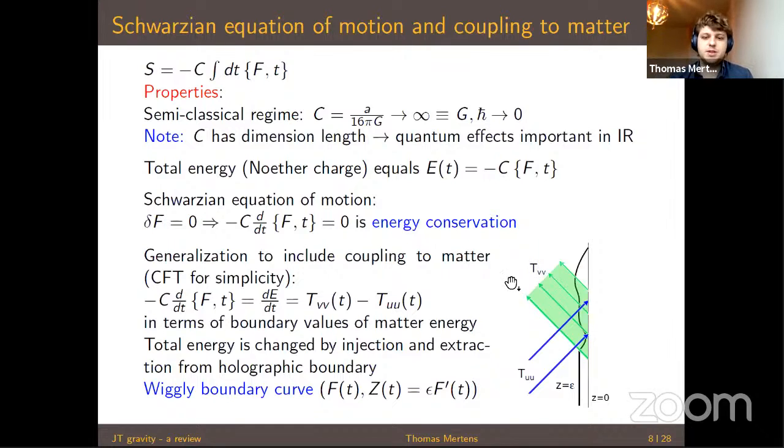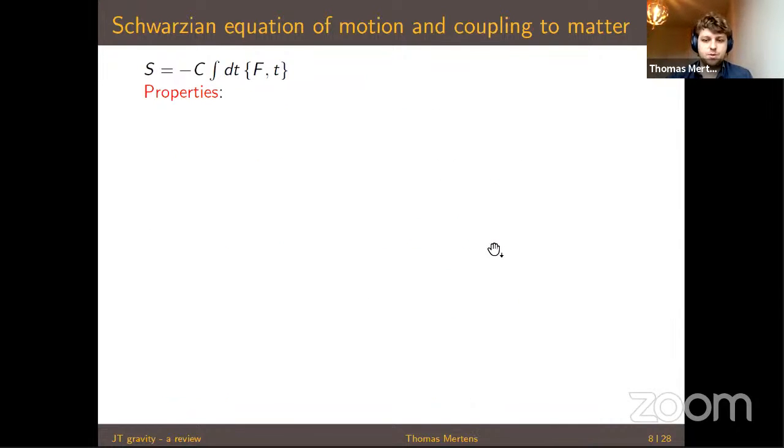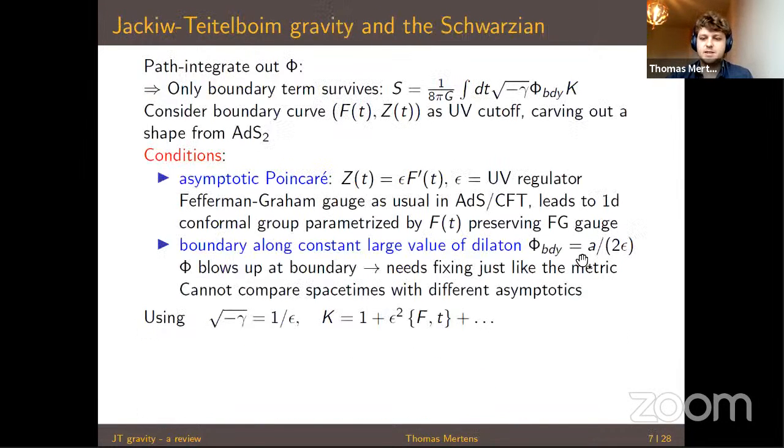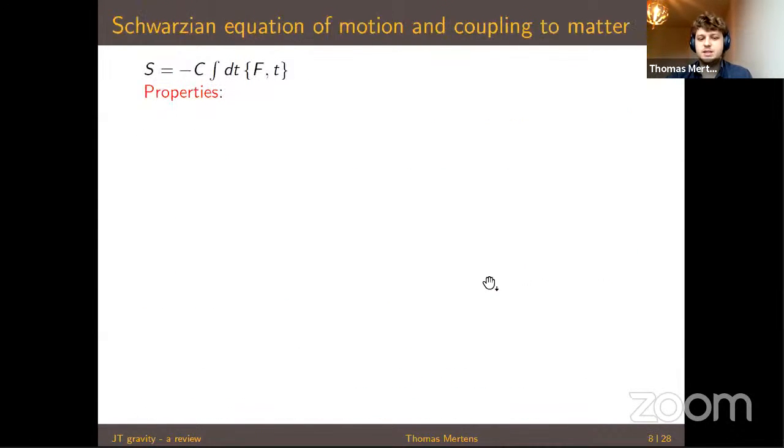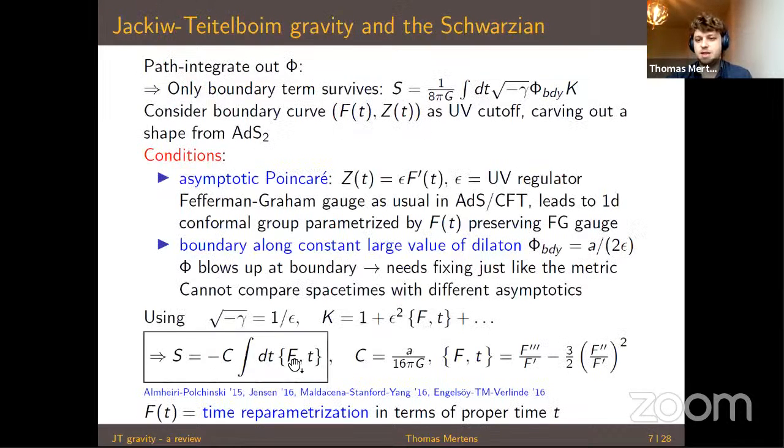So conformal symmetry is broken here. And the way it is broken is by the dilaton field phi. You can view that parameter A here as a measure for the breaking of conformal symmetry. If I set that A to 0, for instance, then this Schwarzian action becomes 0 again. So this would restore conformal symmetry. So conformal symmetry is broken in this model, and that's the difference. That's why this wiggly boundary curve is physical.